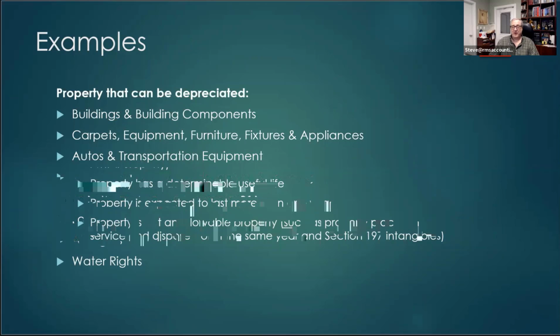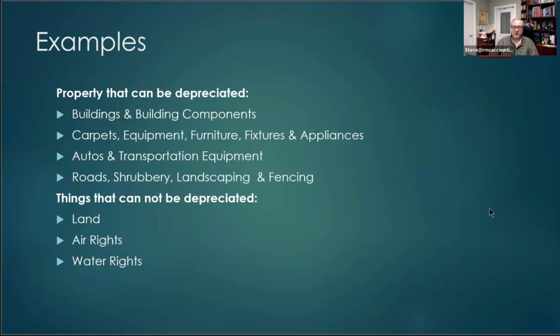Examples are buildings and building components. My building, the roof for my building, all those things are depreciable assets. My dishwasher, the laundry machines that I put in my rental property, all depreciable assets. The carpets, the equipment, a hot water heater. I've got furniture, I rent the place furnished. I have appliances. Autos and transportation equipment would all be depreciable. Roads, shrubs, landscaping and fencing, but not the land itself. The land, air rights over your land, and water rights are non-depreciable.